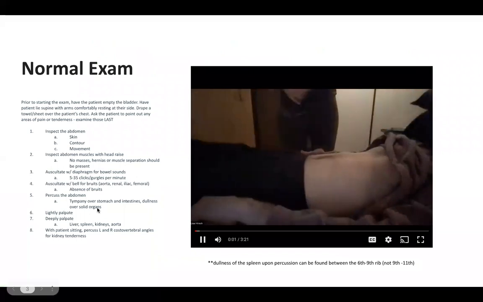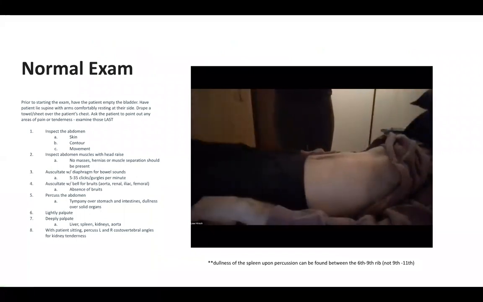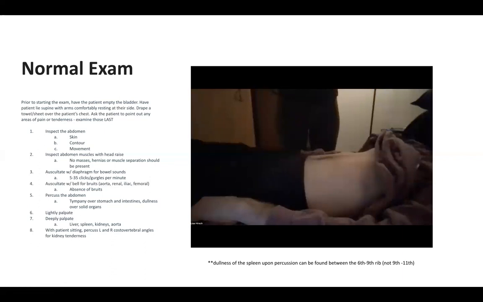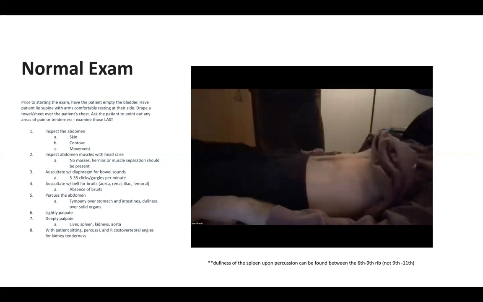I'm going to begin my exam by asking the patient to empty their bladder and lie supine on the table with their arms relaxed to their side. I'm going to expose the abdomen and inspect the skin, the contour, and the movement. I'm also going to have the patient raise their head off the bed to engage the abdominal muscles and inspect for any hernias, any masses, or muscle separation.